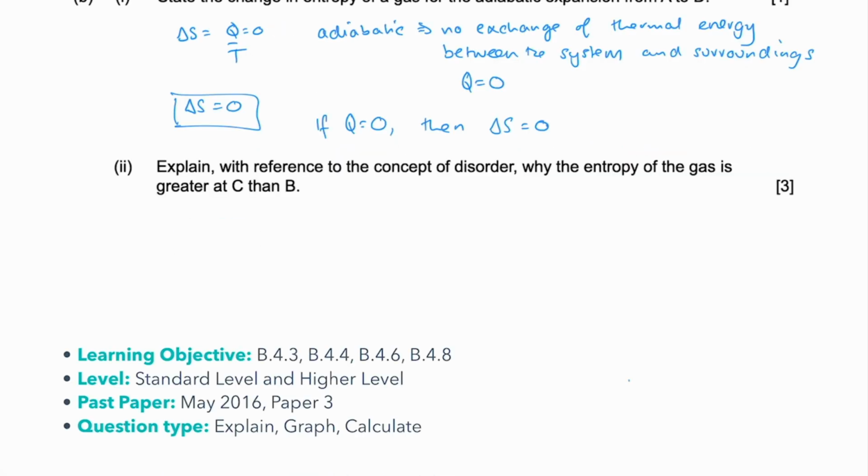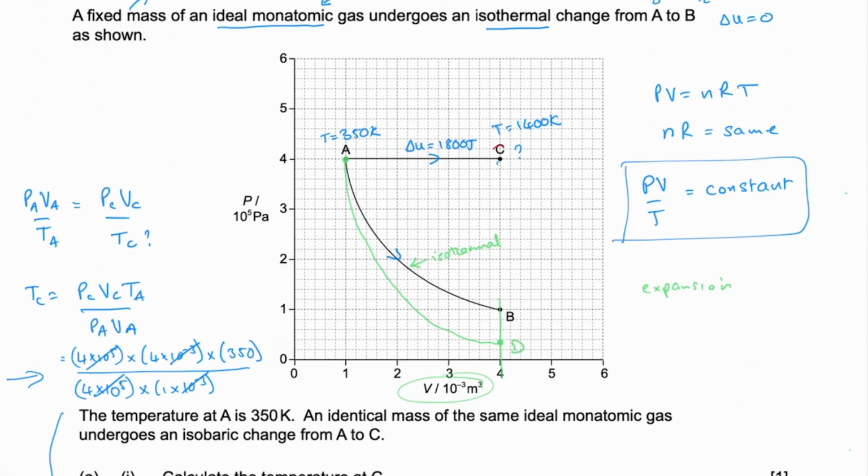B2. Explain with reference to the concept of disorder why the entropy of a gas is greater at C than at B. Let's have a look at C and B. At point C, we've got a higher temperature than point B, and we've also got a higher pressure than point B. Let's take that information and explain about the entropy.